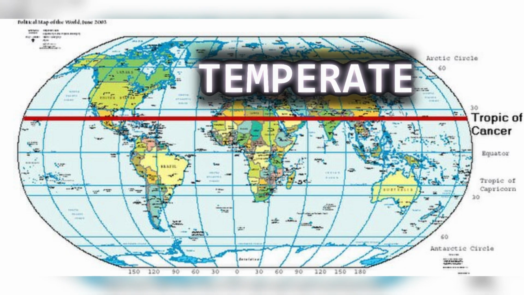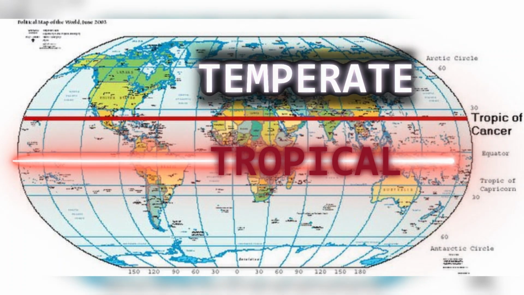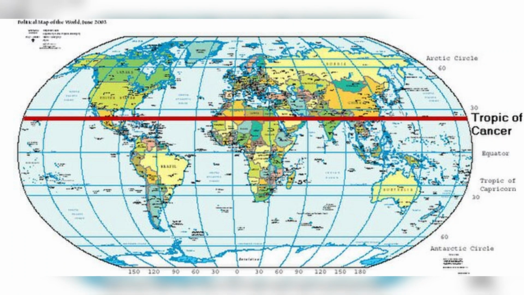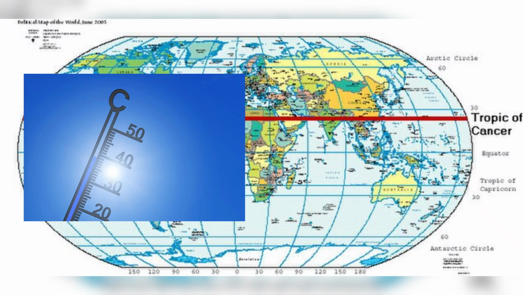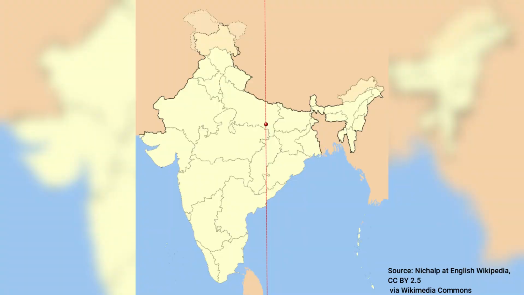The part north of it lies in the temperate zone and the part south of it lies in the tropical zone. Tropical zone means the region closer to the equator and it is hot and humid most of the year. Temperate zone means the region farther from the equator with moderate to cool temperatures. That's why the southern states like Tamil Nadu or Kerala are warmer, while northern states like Punjab or Himachal Pradesh experience cold winters.